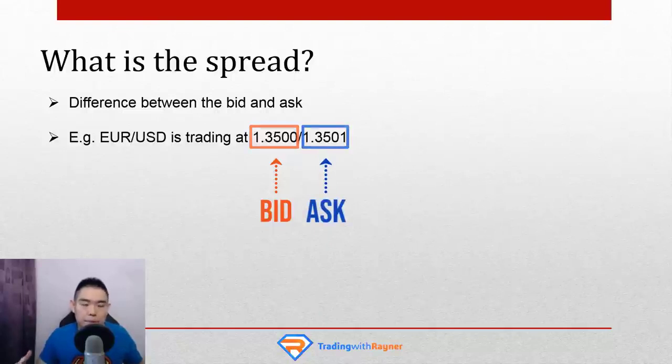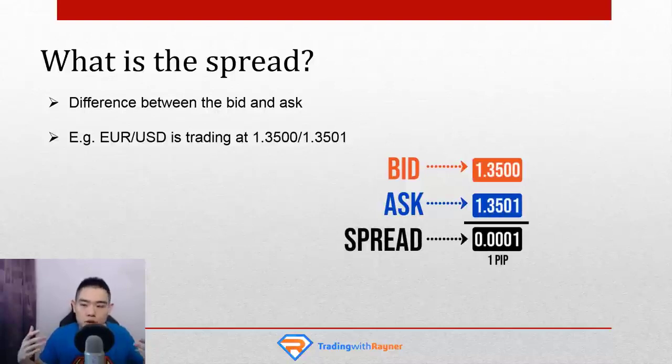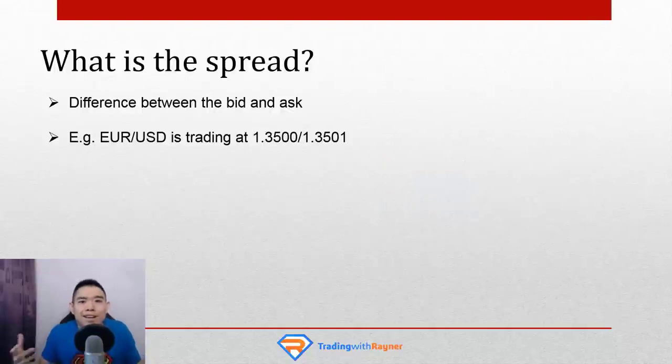So the difference between the bid and the ask, in this case, is 1 pip. So this is the spread on Euro USD. And now you might be wondering, hey, Reino, why does the spread matter? What has it got to do with me? Well, a lot. It has a lot to do with you and your own trading.